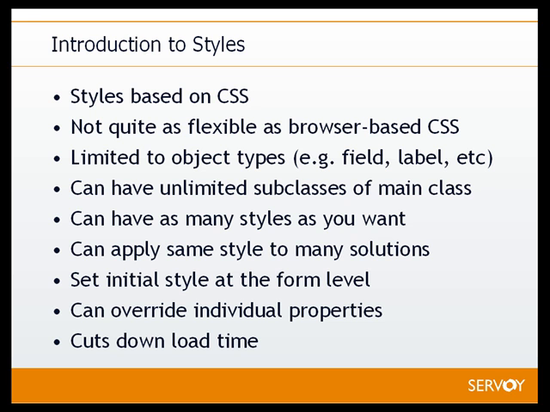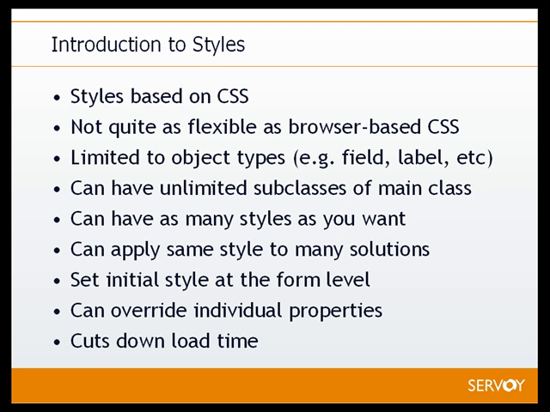Styles are a really great thing. They're based on cascading style sheets, but they're not quite as flexible as browser-based cascading style sheets because we're not working in a browser. They're limited to object types, so you can have different styles for fields, labels, buttons, tab panels, etc. You can have unlimited subclasses of the main class. That means that you can have an unlimited number of different field types and label types and button styles, all of those kinds of things.